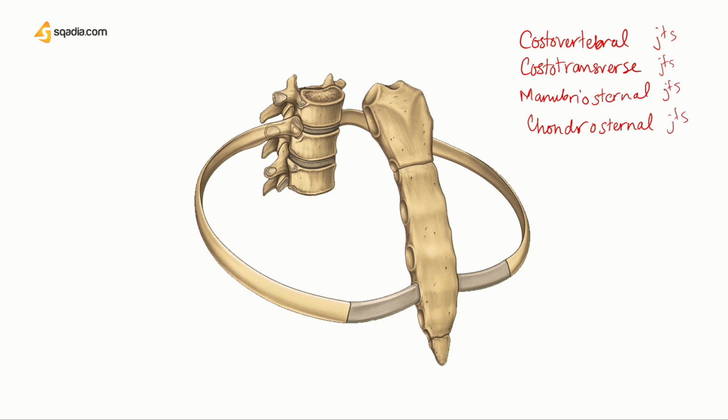So the costovertebral joints, they're talking about this joint here. And then the costotransverse joint, this joint here. The manubriosternal joint, this joint here. And the chondrosternal joint, this joint here.